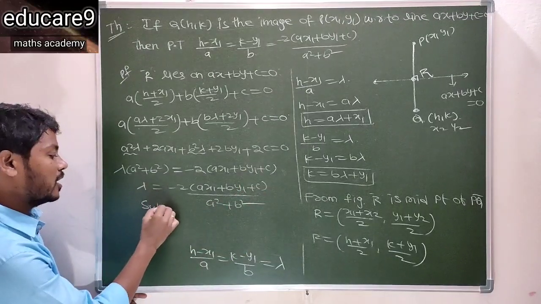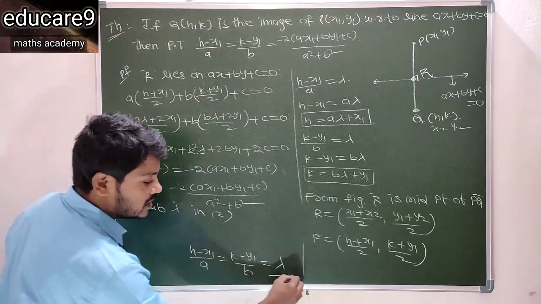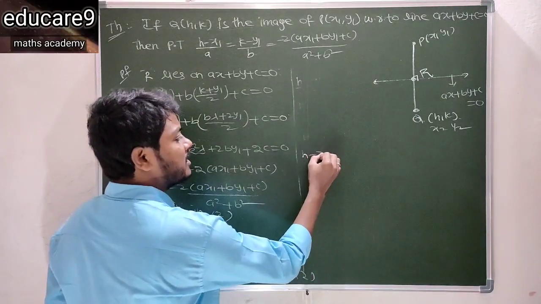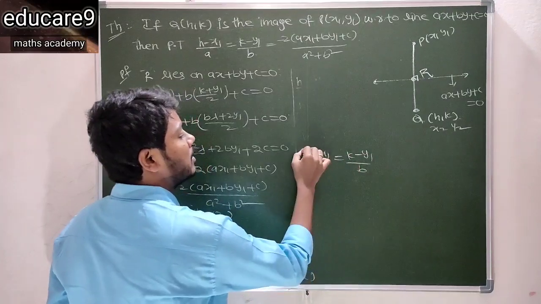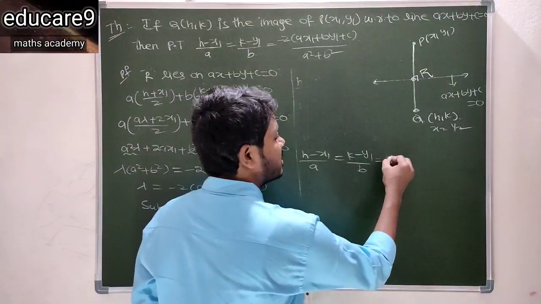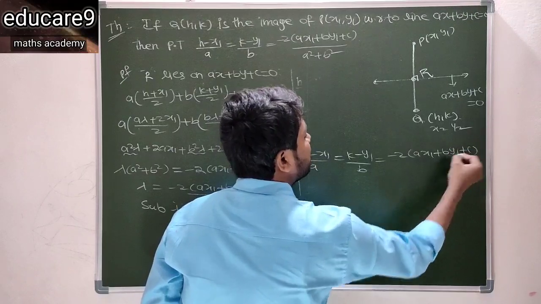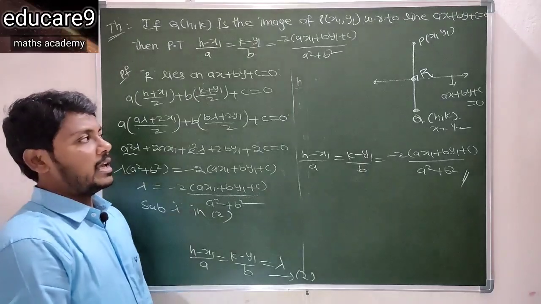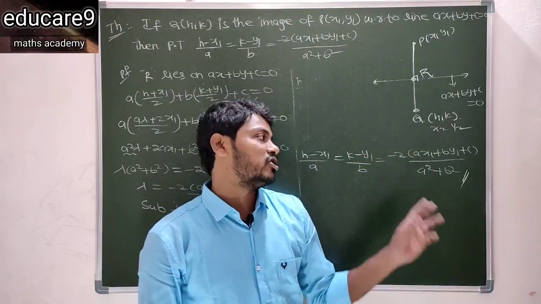Now substitute lambda in equation 2. Okay, so this is equation 2. So what do you get? (h minus x1)/a equals (k minus y1)/b equals lambda. So lambda is this one, that is minus 2 times (ax1 plus by1 plus c) by (a square plus b square). So this is the formula for the image of P with respect to the line ax plus by plus c equals 0.